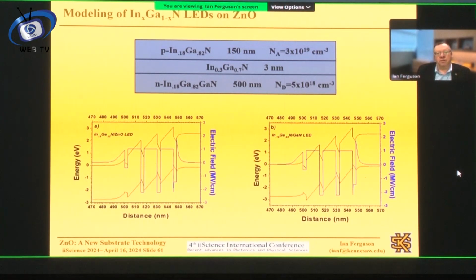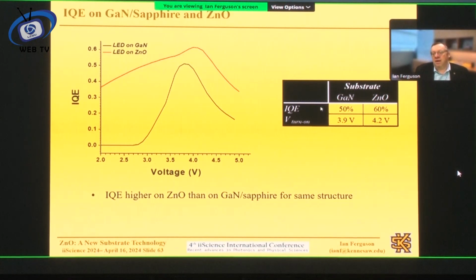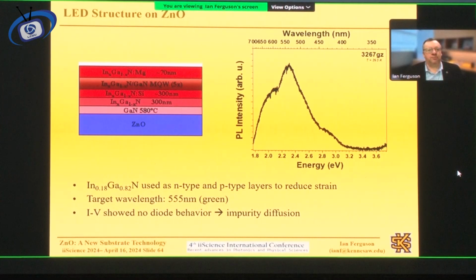The modeling allows us to work out what our depletion is in this area, where the emission is going to come from. Our modeling showed a couple of things. One is that the turn-on voltage for the LED on zinc oxide should be a little higher than on gallium nitride, which would be expected. But more importantly, the emission intensity should be higher for the LEDs growing on zinc oxide, and the internal quantum efficiency, the IQE, is higher on zinc oxide. So it should be able to produce higher quality LEDs. This is an LED structure that we made.